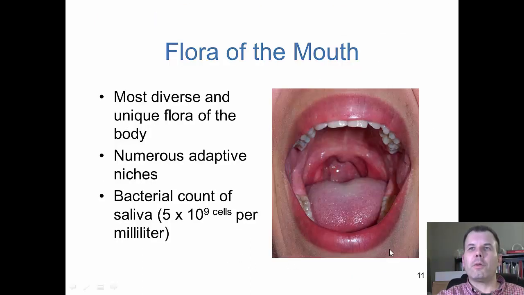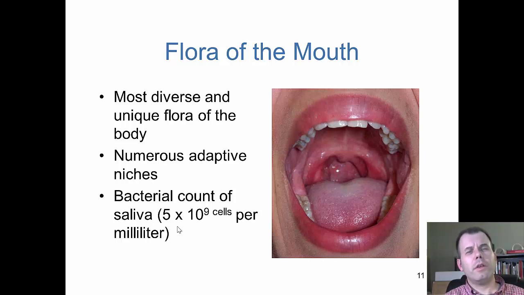Okay. Now the normal flora of the mouth, again, this is probably the most unique and diverse flora that we have because we have lots of different things. Lots of things get introduced in our food, in our water, and a lot of other sources. It has numerous adaptive niches that grow in there. And again, the bacterial count in saliva is about 5 times 10 to the ninth. So this is getting into the billion. So that's about 50 billion bacteria cells in there. So lots and lots of things, okay? Actually, I think it's even more than that.